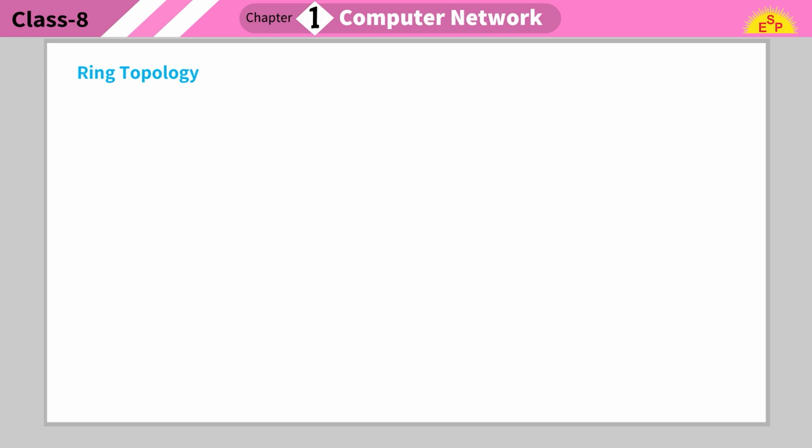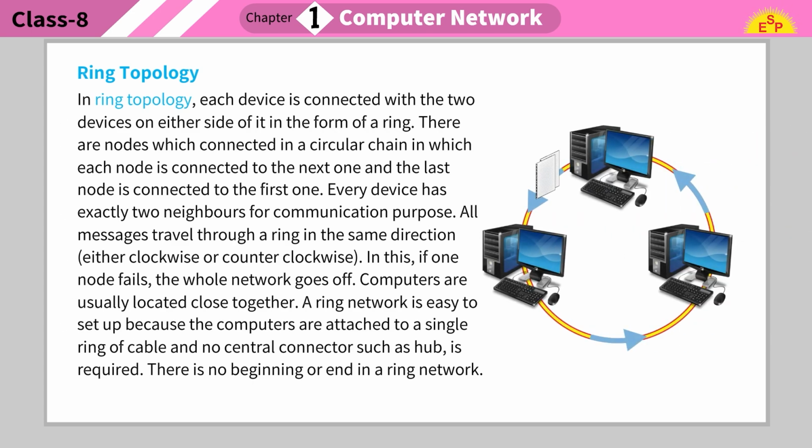Ring topology. In ring topology, each device is connected with the two devices on either side of it in the form of a ring. There are nodes which are connected in a circular chain in which each node is connected to the next one and the last node is connected to the first one. Every device has exactly two neighbors for communication purpose. All messages travel through a ring in the same direction, either clockwise or counterclockwise. In this, if one node fails, the whole network goes off.